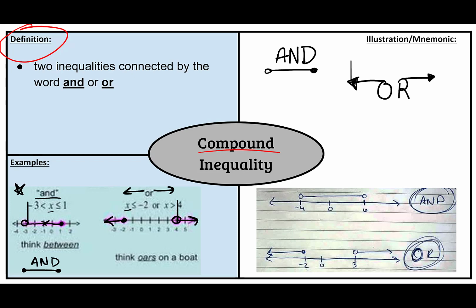So hopefully this mnemonic of drawing this line under "and" and drawing the arrows out from the word "or" will help you to remember what compound inequalities look like when they're graphed. Here you can see a couple other examples of an "and" and an "or" equation, number 1 and 2. Of course, the "and" equation has the lines moving towards each other, and the "or" equation has the lines moving away from each other. So there you have it, "and" "or" compound inequalities.